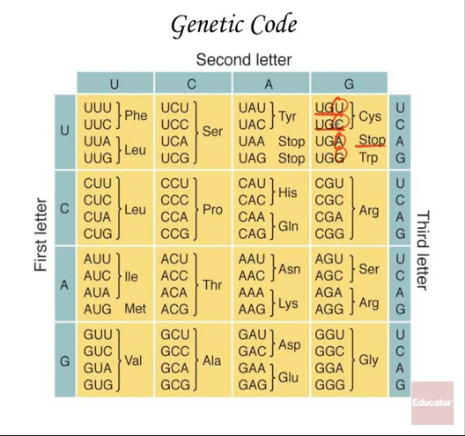If you change the U to a C right here, that's an example of a silent, because it's still going to give you cysteine. If you change the U to a G, that's going to give you a different protein, right? Or a different amino acid, and that's an example of a missense. So between these two, silent.